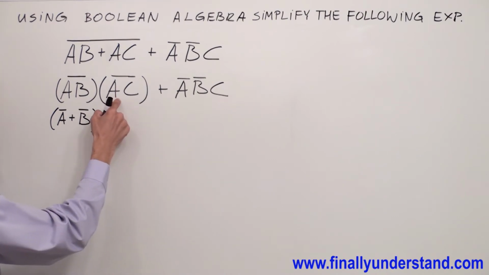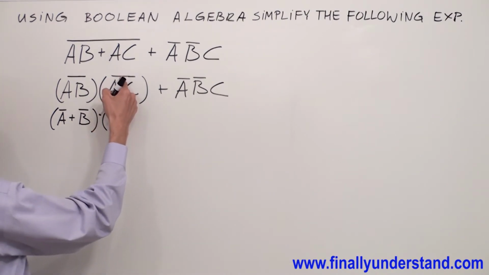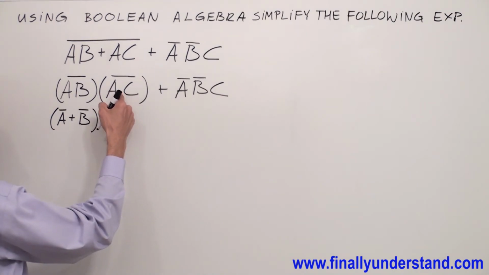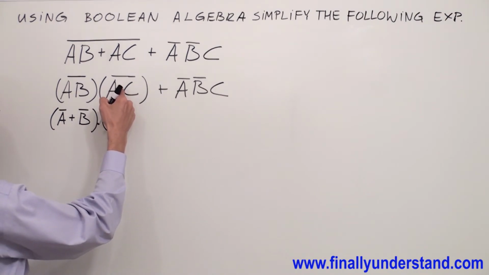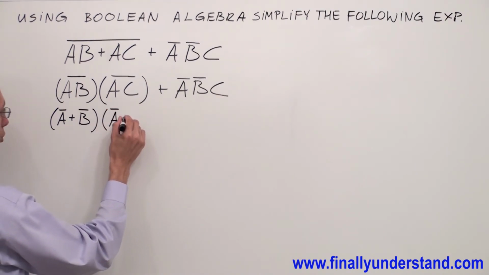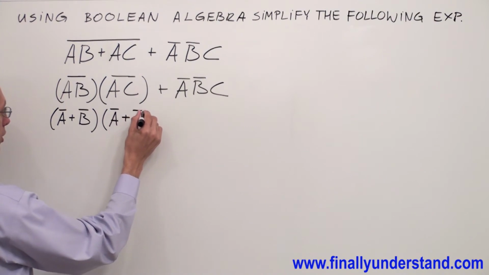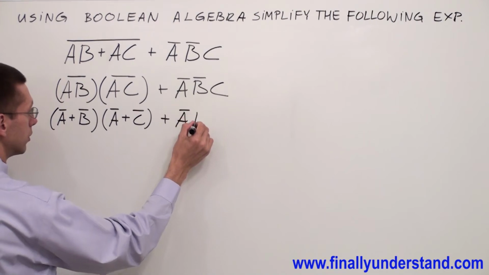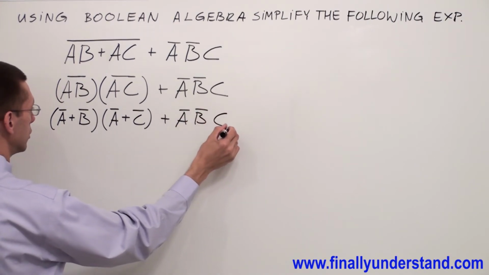Next, I have to do the same operation. I have to break the bar above AC. In order to do that, I have to change the operation from multiplication to addition, otherwise from AND to OR. I'm going to have A not or C not, or A not, B not, C.